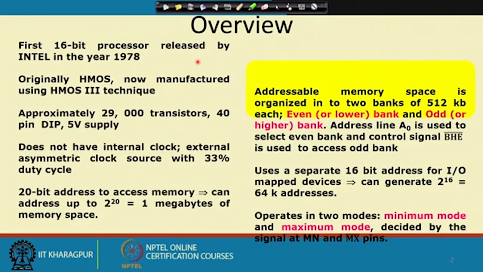Like with an 8-bit word size you can have only 2 power 8 different instructions, but with 16-bit, if your opcode size is 16-bit, you can have 2 power 16 different instructions. This was originally designed on HMOS technology, and now HMOS 3 technology is used. It uses approximately 29,000 transistors, a 40 pin dual inline package and 5 volt supply voltage. It does not have an internal clock, and needs an external asymmetric clock source with 33% duty cycle.